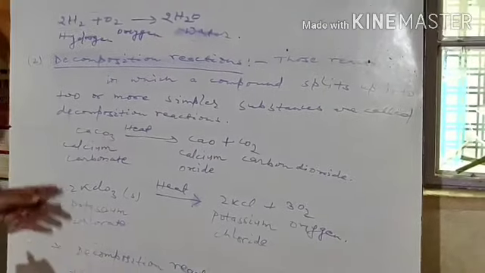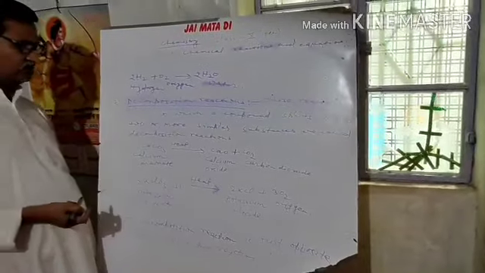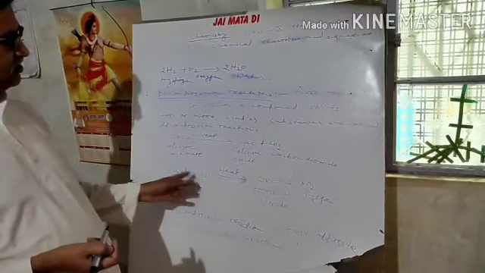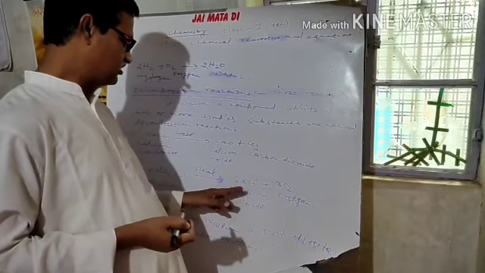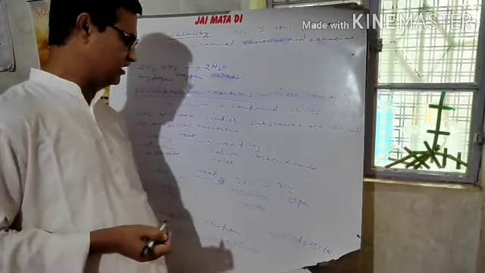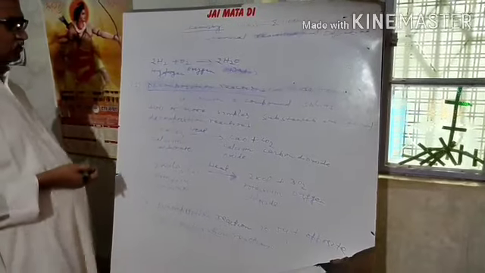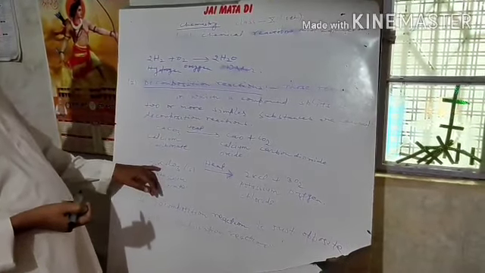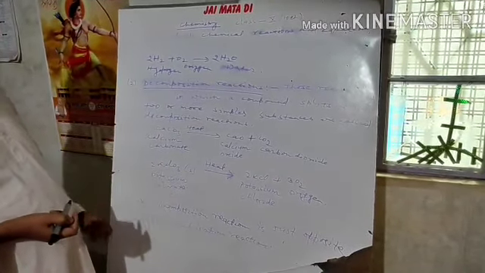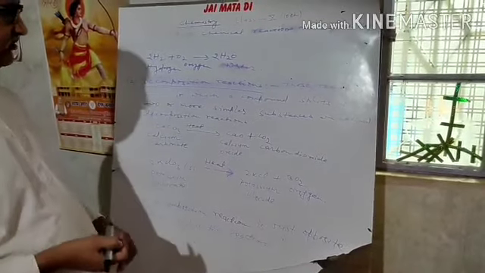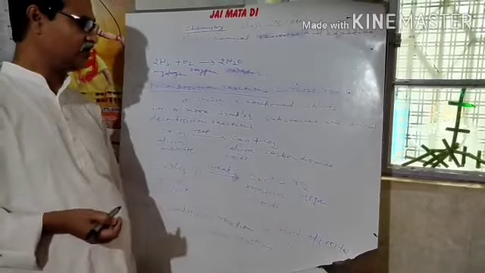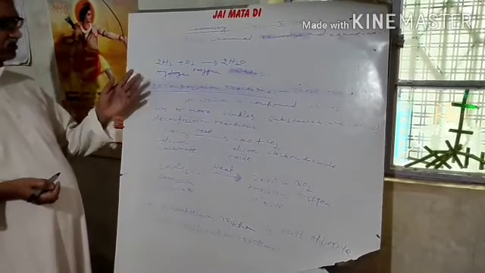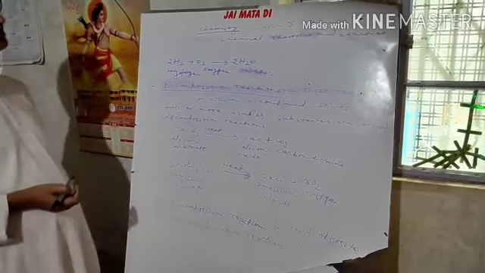Just like when potassium chlorate is heated, it splits up into potassium chloride and oxygen. Here potassium chlorate is a single substance. After heating, it splits up into potassium chloride and oxygen. So it is also a decomposition reaction.